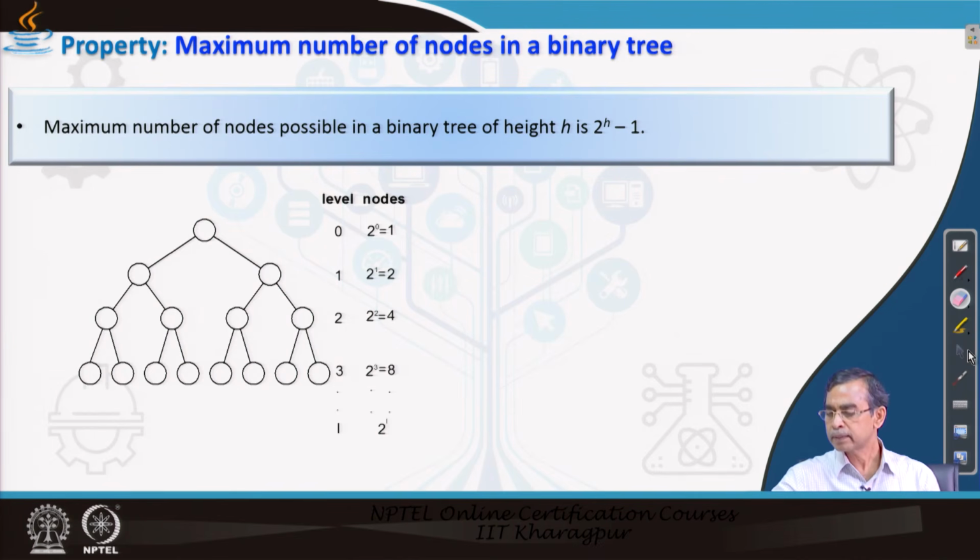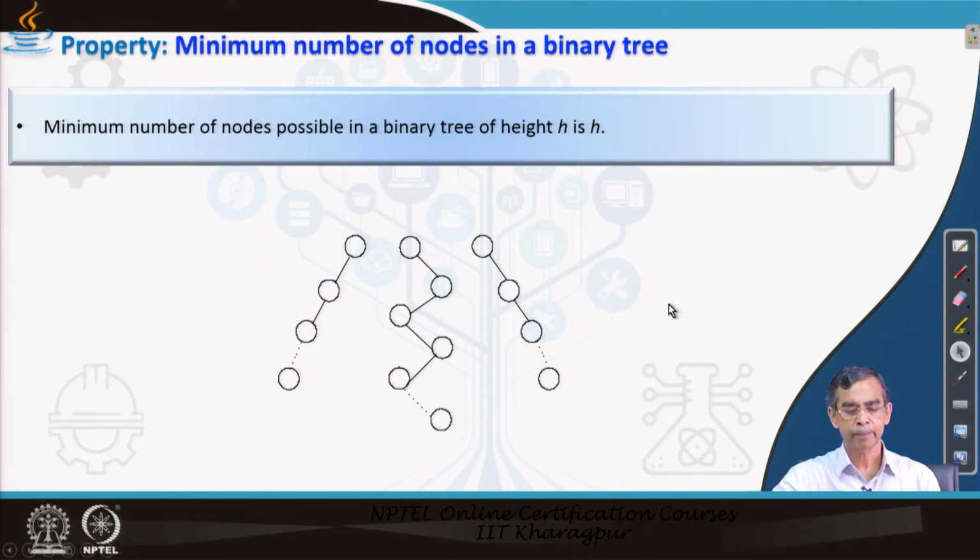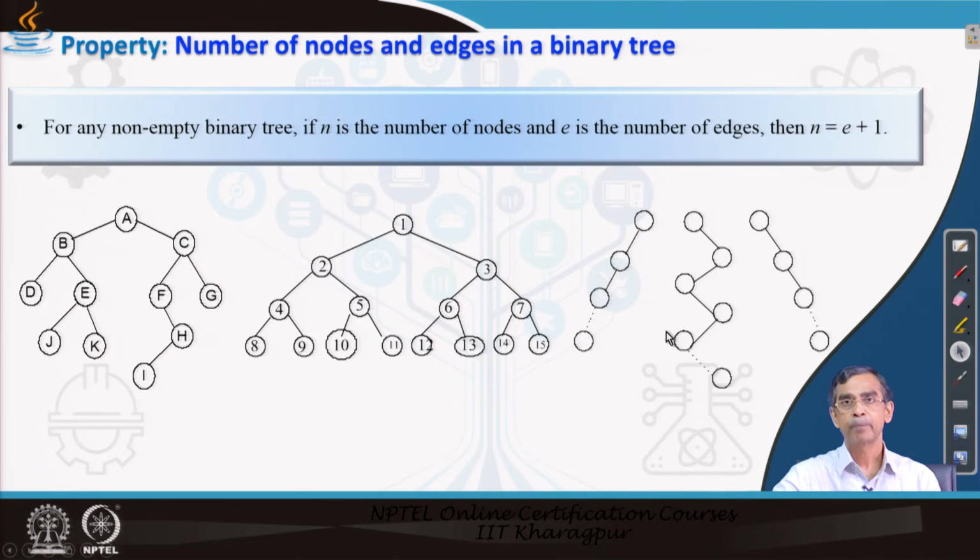Now, let us continue to more properties. This is the property we have just told about: the minimum number of nodes that is possible in a binary tree. It is possible for a skewed binary tree, and if n nodes are there, the minimum number of nodes is basically h, the height. So in this case the height is the number of nodes.